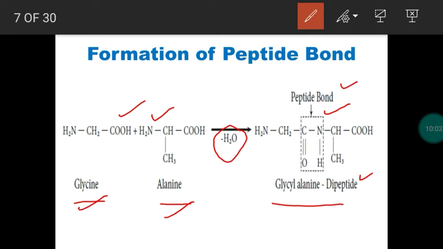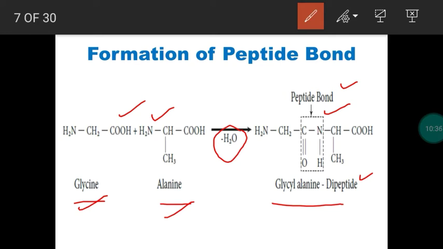Then with this glycyl alanine, this dipeptide, one more amino acid is attached by a peptide bond. Then the product will be called a tripeptide. With the tripeptide, one more amino acid is bonded by a peptide linkage. The product will be called a tetrapeptide. So like that, it extends: dipeptide, tripeptide, tetrapeptide, pentapeptide.